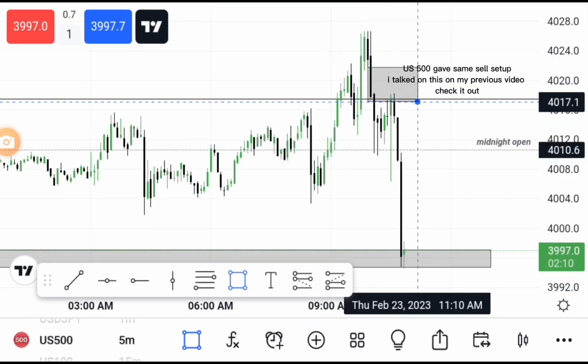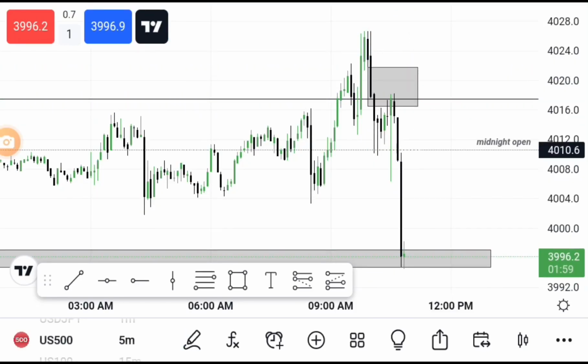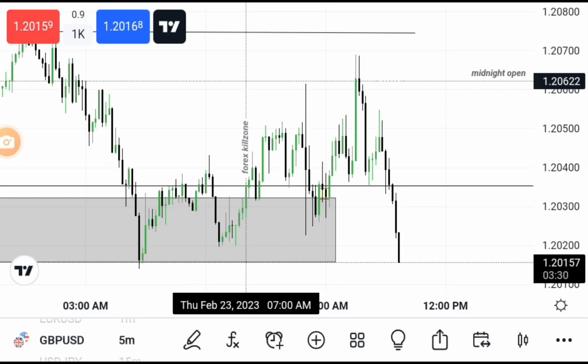Later, this was what both US 500 and GBPUSD looked like. I was trading both pairs at the same time. So that's how the day went. Hoping you find this insightful.